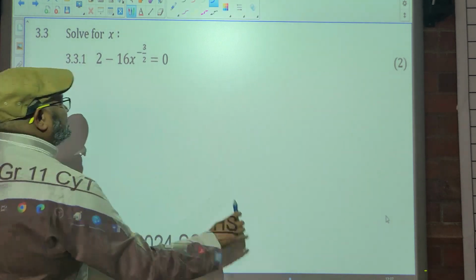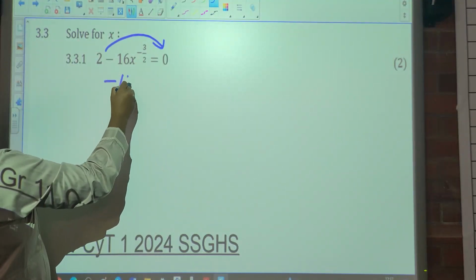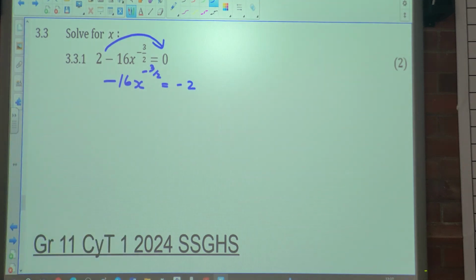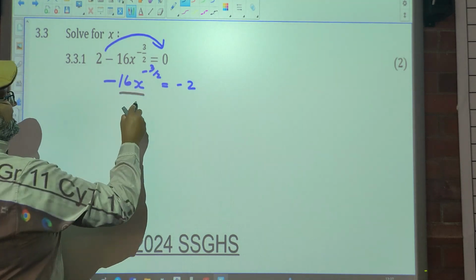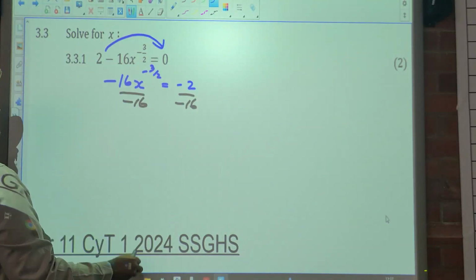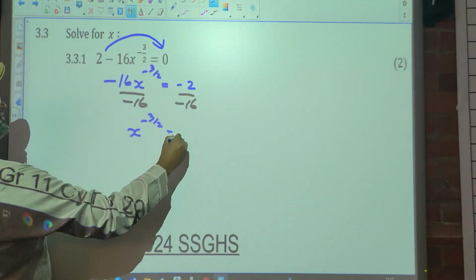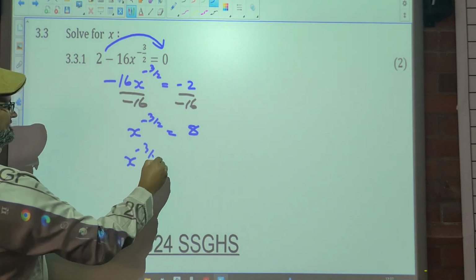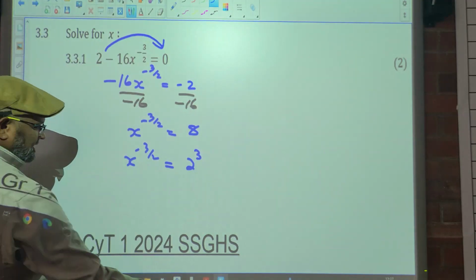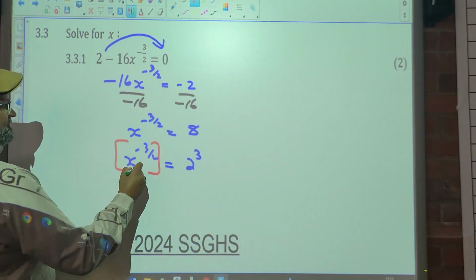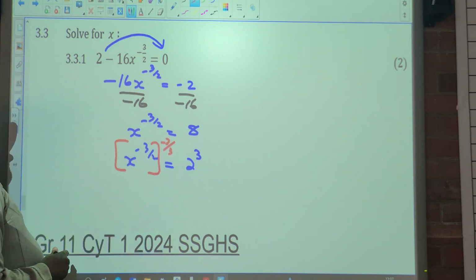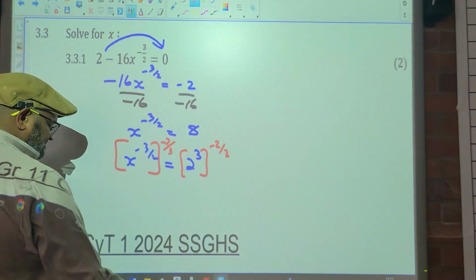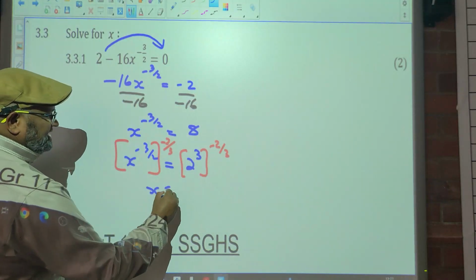The idea here is to isolate the x first, so we take that over the equal sign, which gives you negative 16x to the negative 3 over 2 equals negative 2. So what do I do now? Divide by negative 16 both sides, which then gives me x to the negative 3 over 2 equals 8. However, 8 can be written as 2 cubed. So what I do is I raise this to its reciprocal exponent, which is negative 2 over 3. Watch out for that, negative 2 over 3 as well. So that gives us x is equal to 2.